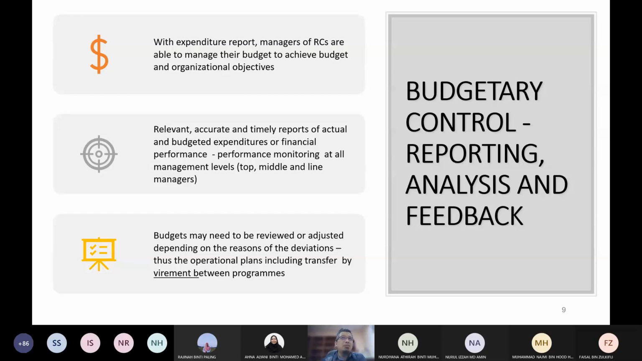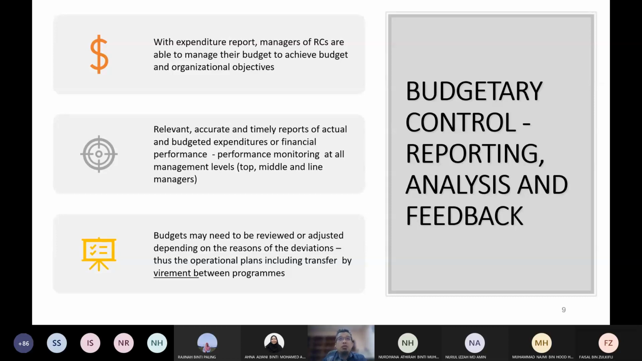I think they still have that problem until today, because the main focus of the financial budgeted report is more on financial per se, on spending level. Okay, last point, budget may need to be reviewed or adjusted depending on the reason or deviations. Thus, the operational plans, including transfer by environment between programs.